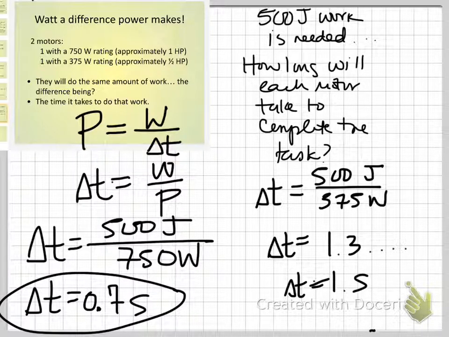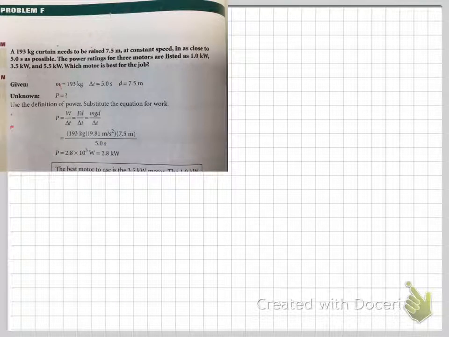So let's do a sample problem. This problem might be near and dear to your heart if you've done stage crew, which I think a few of you have had some involvement there. We have a curtain that needs to be raised 7.5 meters. Now that's a very tall stage opening. At constant speed in as close to 5 seconds as possible. They want a 5-second curtain rise.